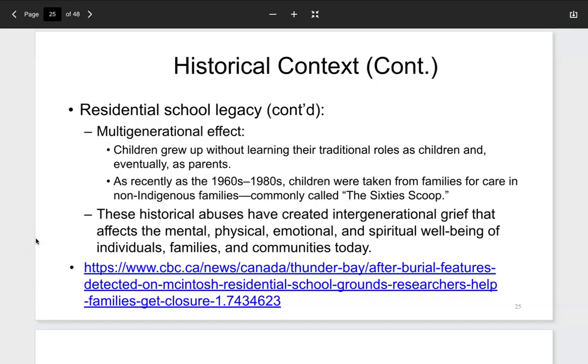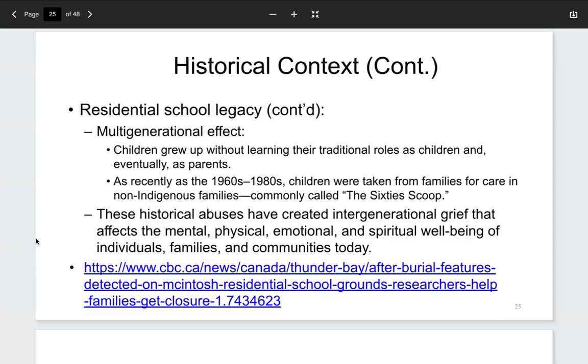And there's something called the 60s scoop. So essentially in the 60s, even until the 80s, which is very scary because that was not that long ago, if you really think about it, children were still being taken away from their families. And it's called the 60s scoop because they were literally scooped up from their families and placed in these residential schools.